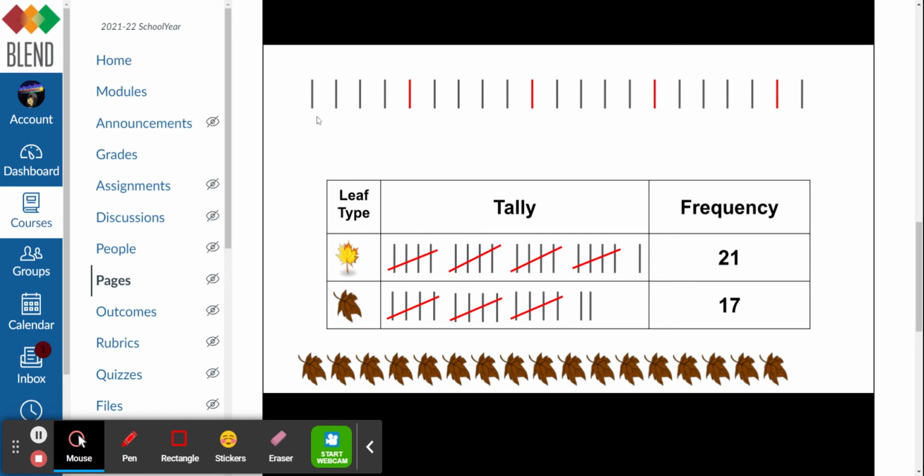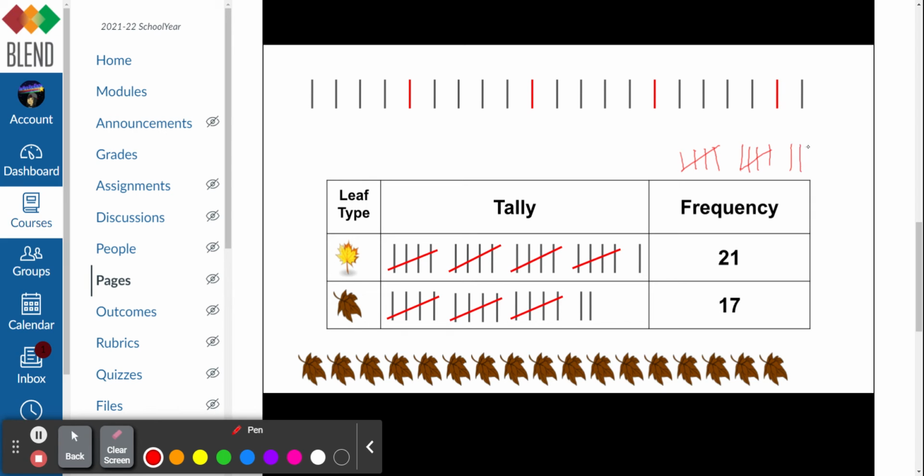So basically, the way that we do that is we write marks like this. So 1, 2, 3, 4, and then 5. Of course, you can do it the other way. That's fine too. That just shows that you are sitting there with groups of 5.